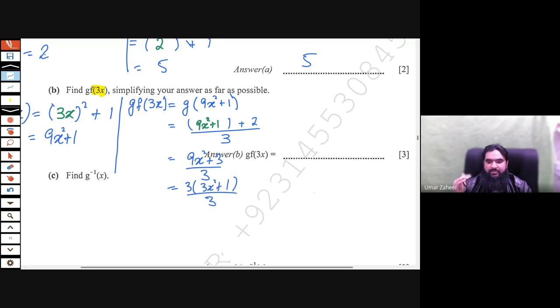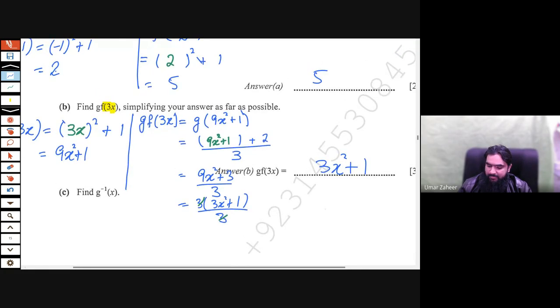I told you in the factorization, if you want to simplify any fraction, you have to factorize the numerator and factorize the denominator. If there is some cancellation, just cancel out. So the remaining answer is your simplest form. And the simplest form is 3x squared plus 1.